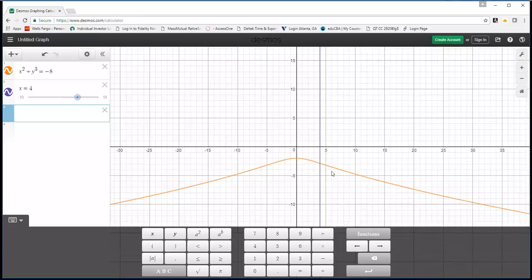If it were to intercept at 2 spots, then that would mean there were 2 possible values of y, and that would mean it's not a function. And I can show you that. I should be able to show you that.